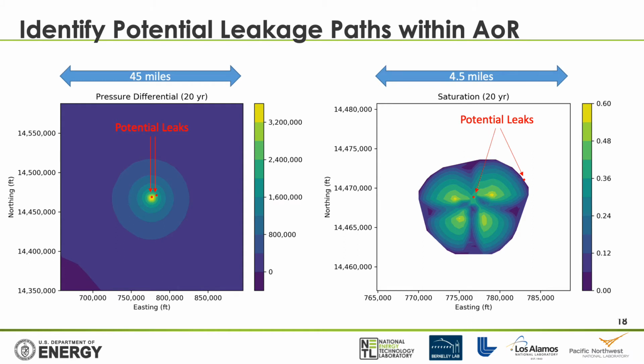The next step in transition to the monitoring design workflow is to identify potential leakage paths within the area of review. No legacy wells were identified within the area of review, so the only potential leakage paths are the stratigraphic well and the injection well, shown here in comparison to pressure increases and the CO2 footprint in the reservoir.